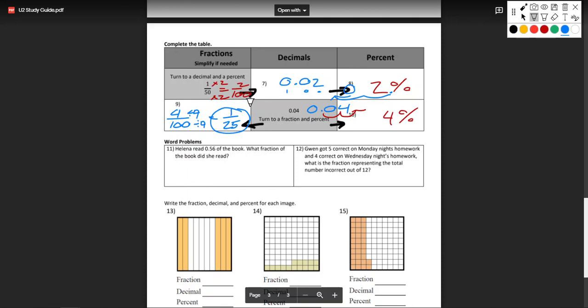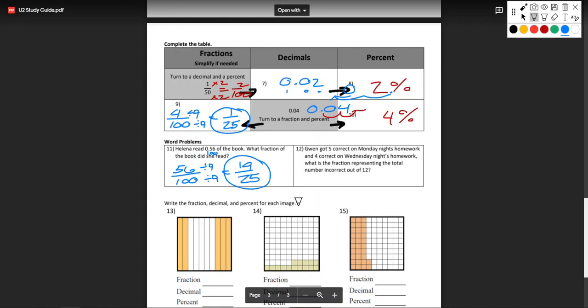For number 11, it says Helena read 0.56 of the book. What fraction of the book did she read? Well, I can look at this as place value. The 1 goes under the whole number and the zeros go after. So I can see that's 56/100ths. They're both even. I'm going to try dividing by 4. You can do 2 twice, or you can do 4. Either one works. And then you get down to a fraction of 14/25. So that should be your final answer for that one.